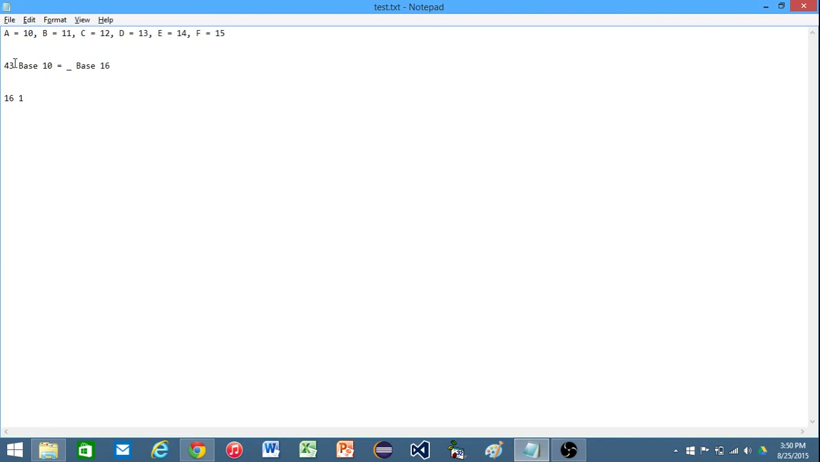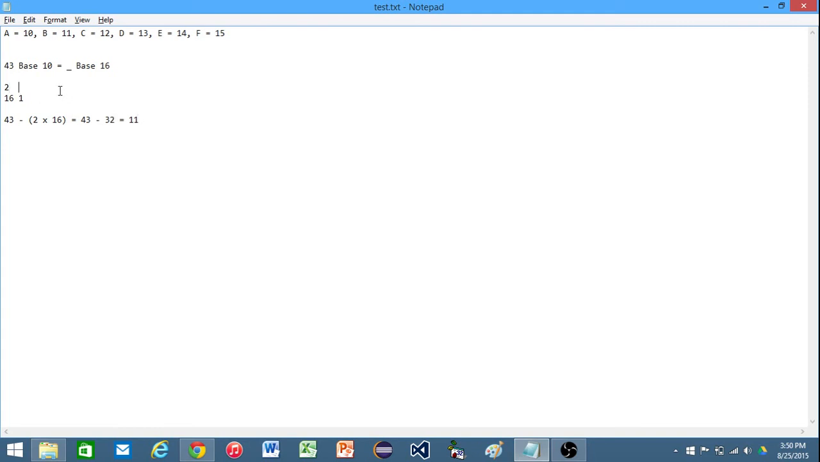Now I come up here and I say, how many 16s can I pull out of 43? 1 16 is 16, 2 16s is 32, 3 16s is 48. So 48 is too large. It looks like 2 is going to be the maximum amount that we can pull out. Again, I'm going to do my subtraction problem, and I'll say 43 minus the quantity 2 times 16 is really just going to be 43 minus 32, and that's going to give me 11 left over.